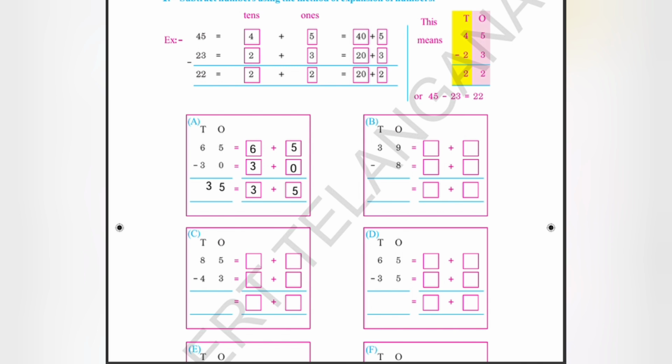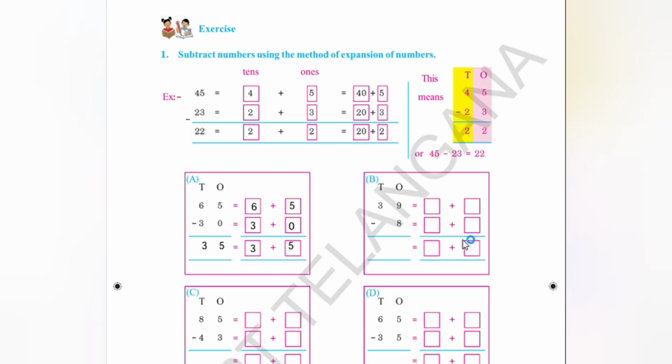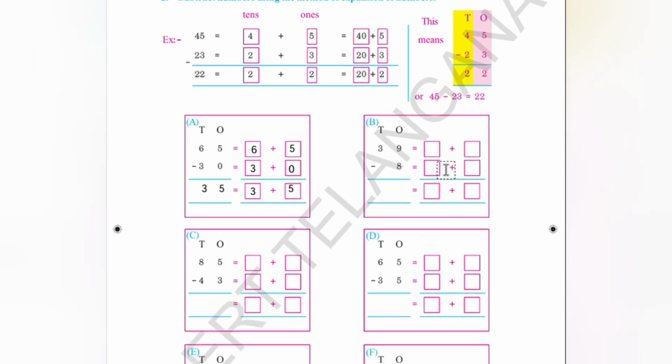So the answer is 35. The next one is 39 minus 8. So what do we have to write in the tens position? We have to write 3 in the tens position and 9 in the ones position. And 8, we have to write the 8 in the ones position. Okay, so when we are subtracting, what will we get as the answer? 9 minus 8 is 1. And 3 we have to put down. In the same way, write 3 here. 9 minus 8, that is 1. Okay.